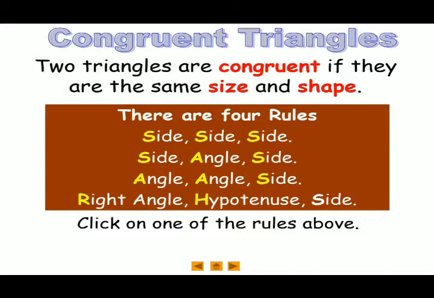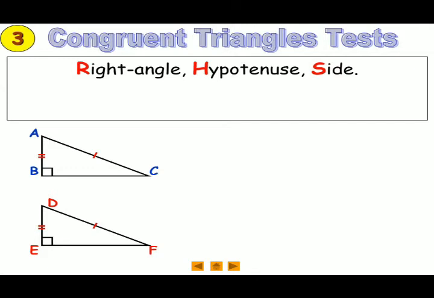After that, last is right angle hypotenuse side. Right angle hypotenuse side. This is the fourth one. Here you can see two triangles are there, and angle B and angle E are right angles. Right angles means 90 degrees. And here hypotenuse. Which is hypotenuse? You can see side AC and side DF, both are hypotenuse. And BC and EF are the base. And AB and DE are altitudes, or you can say them as side also.